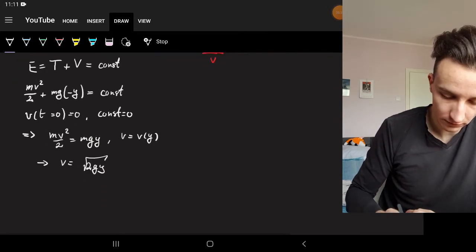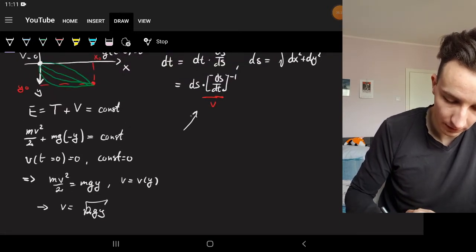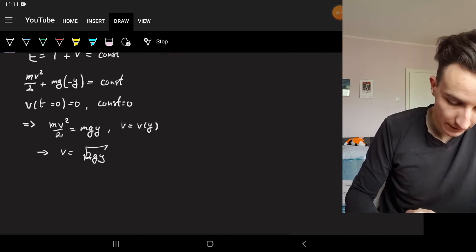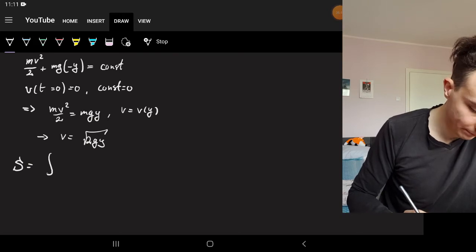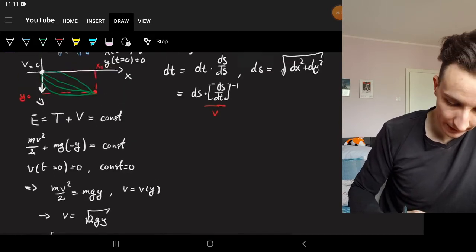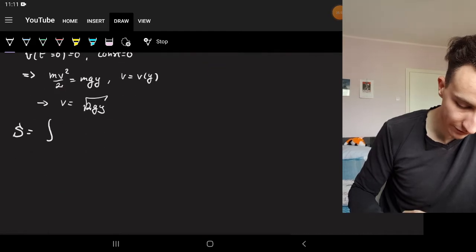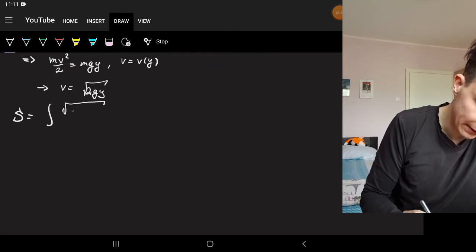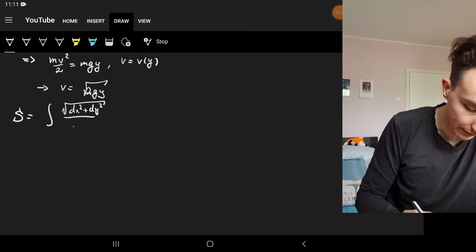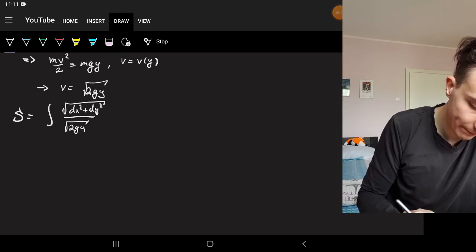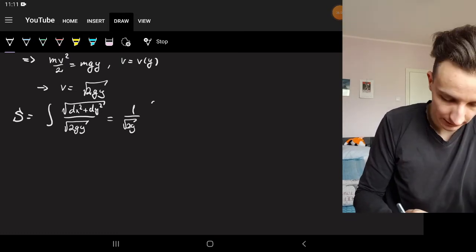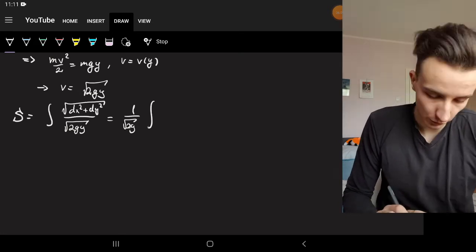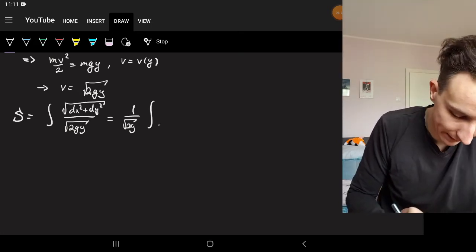All right, and then we're going to want to use this. So we're going to be putting our v in there. And we have the action equal to the integral of ds over v. Now ds is the square root of dx squared plus dy squared. I'm leaving it in this format intentionally for now, over the square root of 2gy. Now you'll notice that I can take 1 over square root 2g in front. It's just a constant. We don't care about it when we're minimizing, so I'm not going to keep writing it.